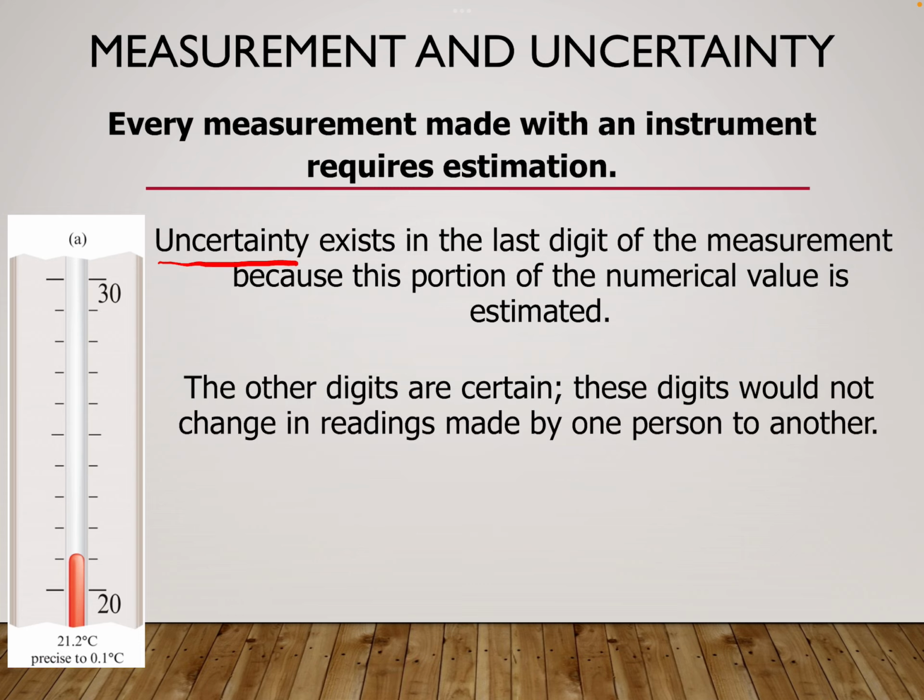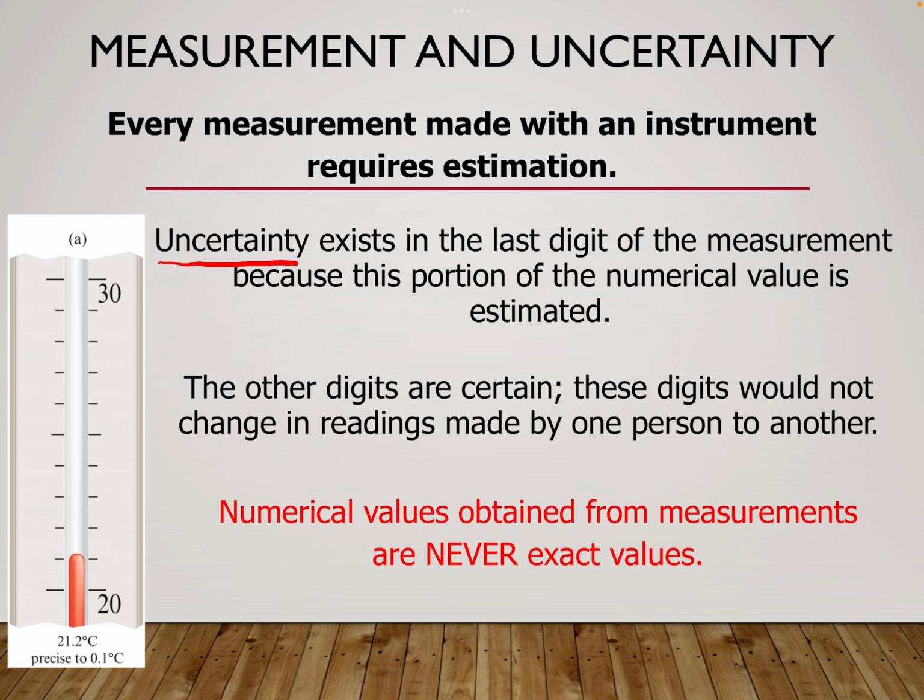So it doesn't matter if I read it or your lab partner read it or you read it, we would all come up with the same answer for all of the other digits. But that last digit, that last one is estimated. Okay, so anytime we're making some kind of measurement, whether it's you making the measurement or the balances in the back of the room, anytime a measurement is being taken, there is some amount of uncertainty.